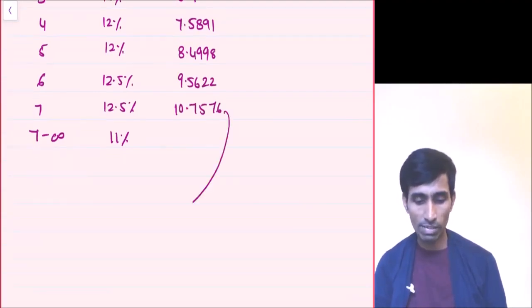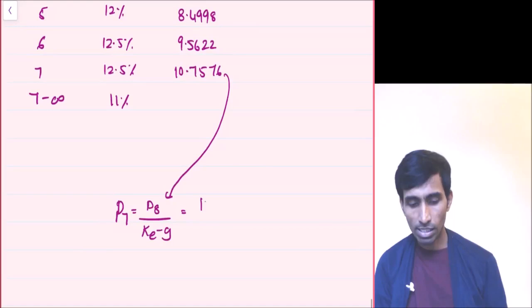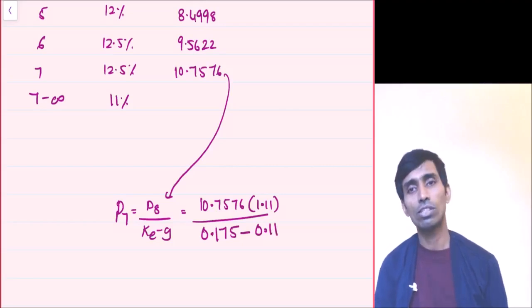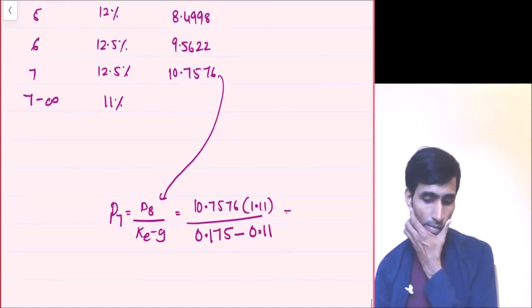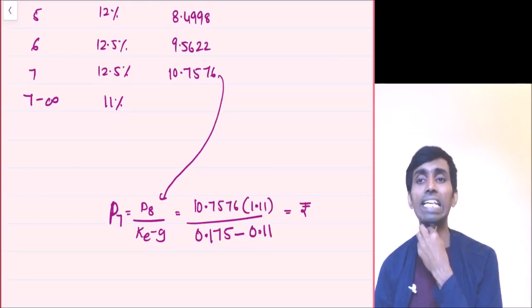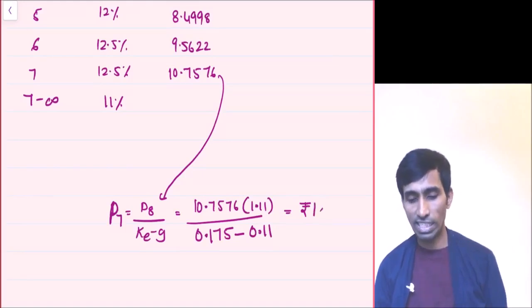Okay, 1 minute, I will take this here. To calculate P7, I should take D8 divided by K minus G. D8 is 10.7576 into 1.11, the whole divided by K, which is 17.5%, so 0.175 minus 11%, the growth. Check how much you are getting. This price, P7, because I take D8, I get the value one year back, that is P7. So this is 183.70.